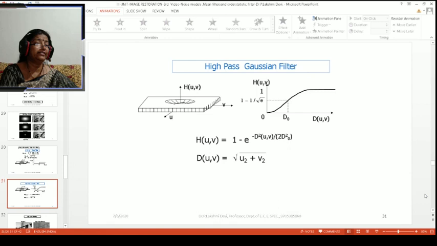The high pass Gaussian filter, the practical high pass Gaussian filter. This particular filter doesn't have sharp edges for allowing the high frequency components. We can observe a slowly varying curve instead of sharp edges in the high pass Gaussian filter, which is a practical high pass filter, where h of UV is equal to 1 minus e power minus d square of UV by 2 d naught square, where d of UV is equal to the square root of u square plus v square.